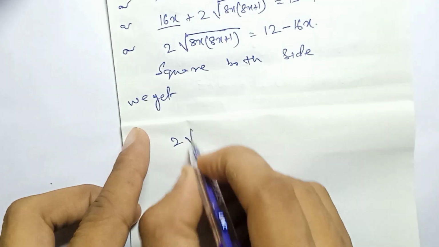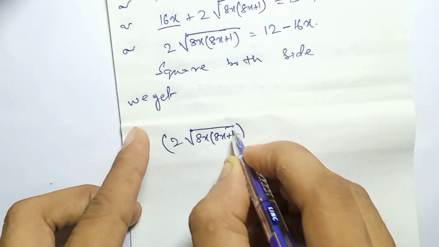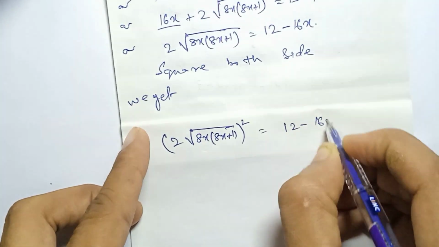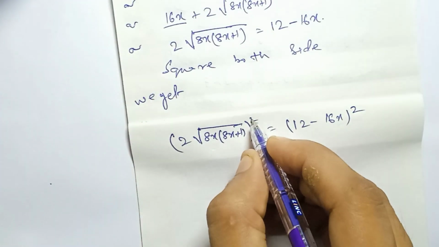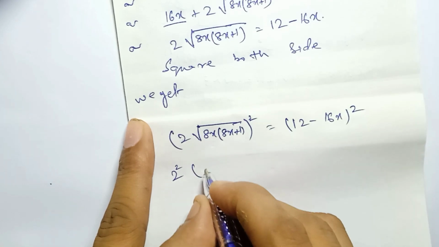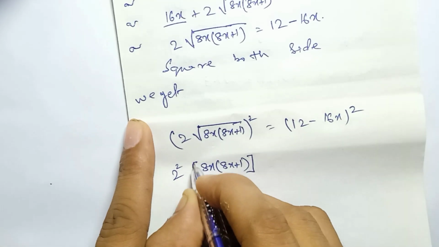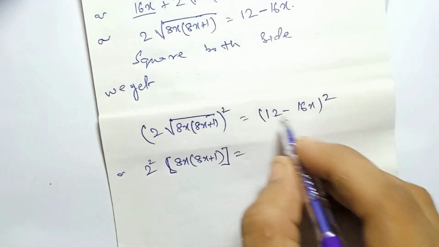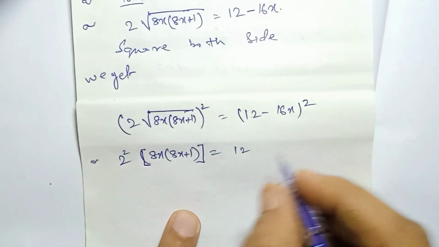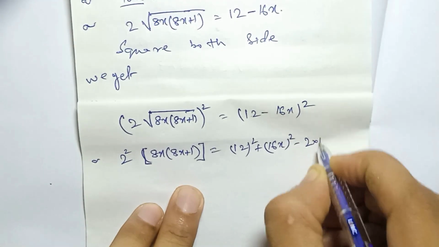We get, if you square this term, 2 under root of 8x into 8x plus 1 whole square is equal to 12 minus 16x whole square. So this square will appear on the 2, so here 2 square, and this square will cancel out this square root, so the remaining is 8x into 8x plus 1. Okay, and here is the a minus b whole square formula, so we can use the formula a square plus b square minus 2 into a into b.